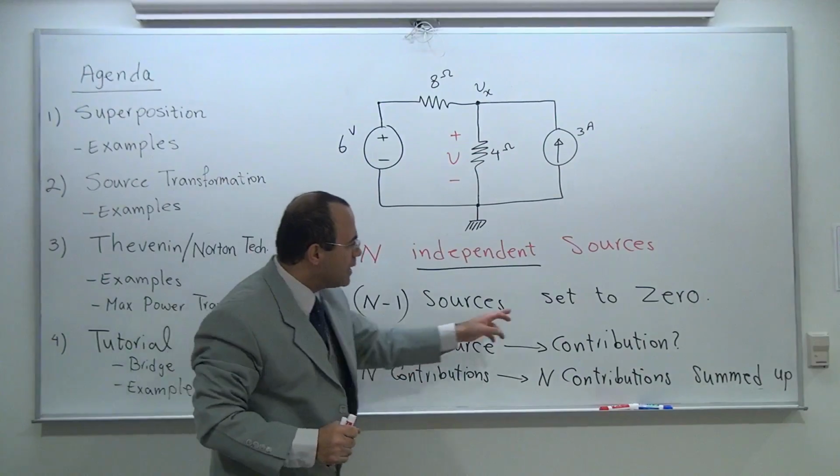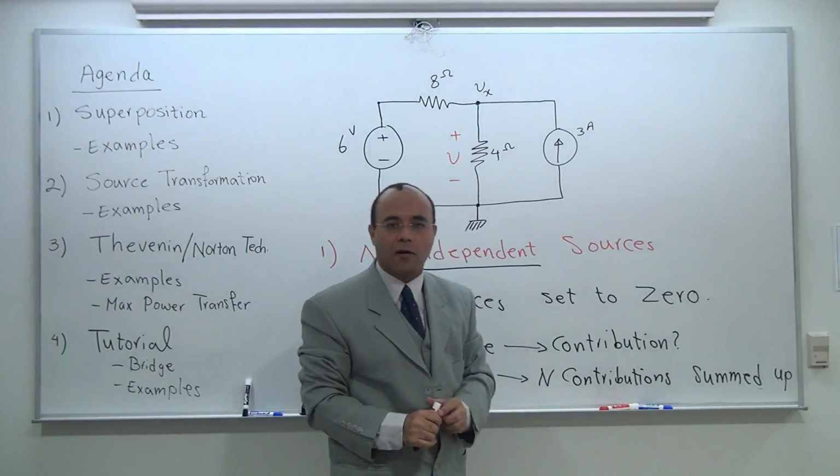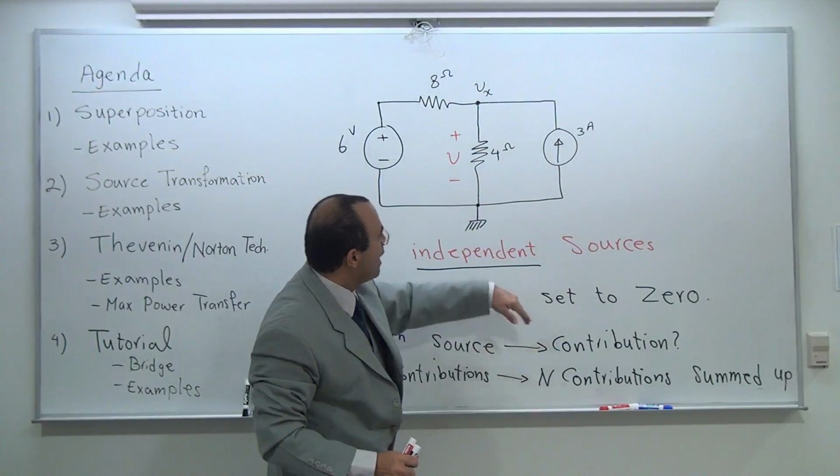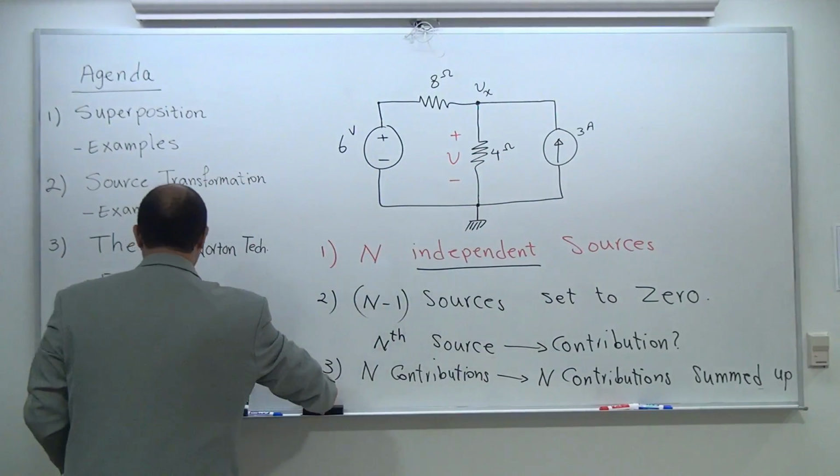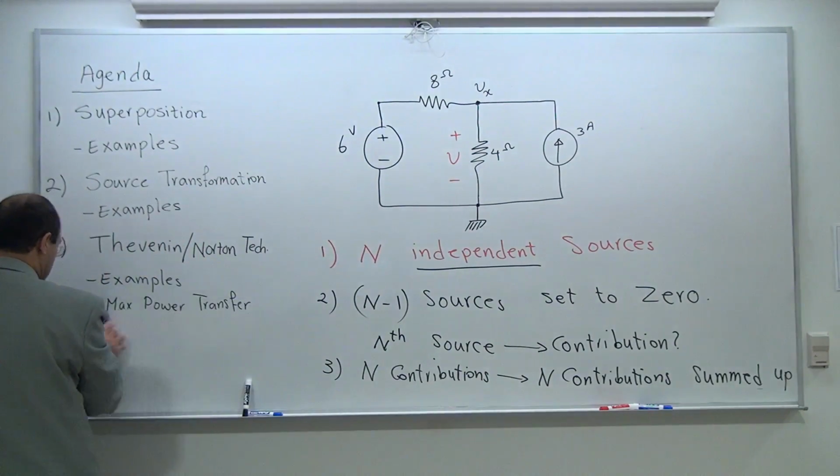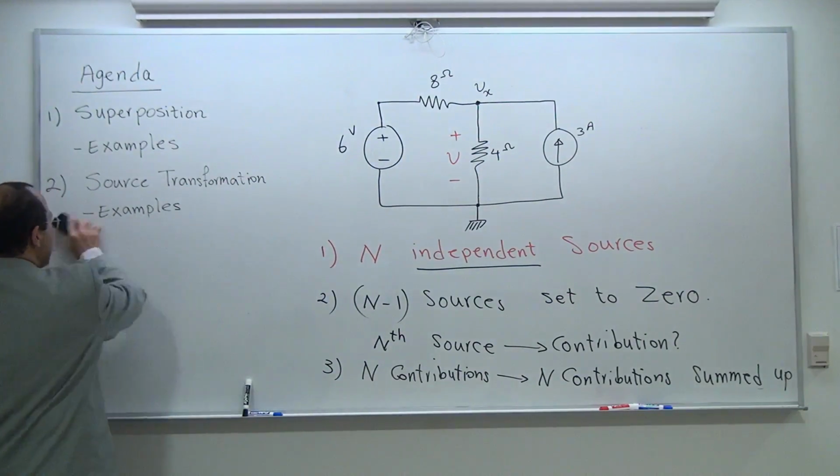Now, what do we mean by setting a source to 0? I'm going to explain this, and then I'm going to solve this simple design and move ahead with some complexity and see how it goes.